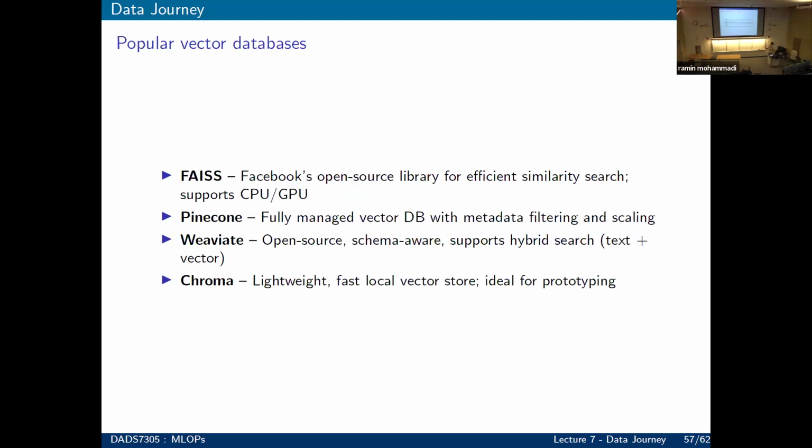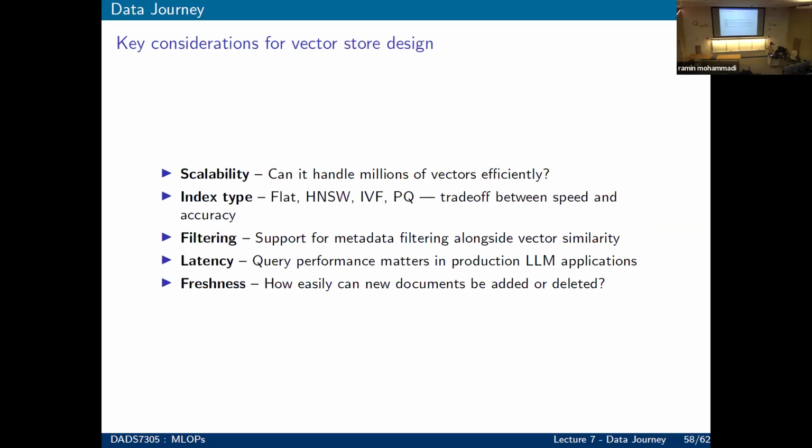But yeah, the types of these vector databases are like FAISS, Pinecone, Weaviate, Chroma, and so on. They all have different aspects. FAISS is pretty much local on your machine. But Pinecone, I think, you need to pay for certain services and stuff like that.